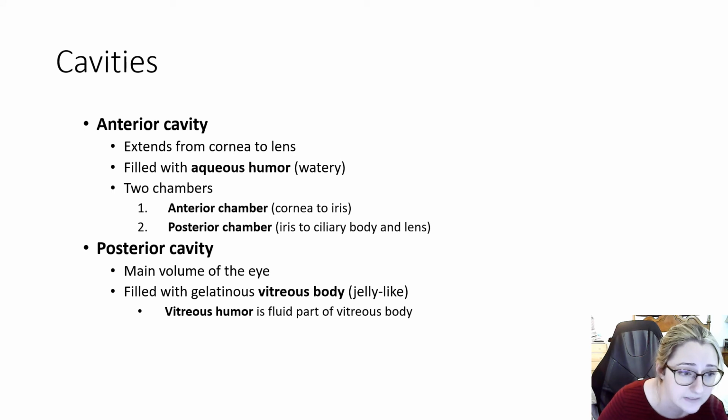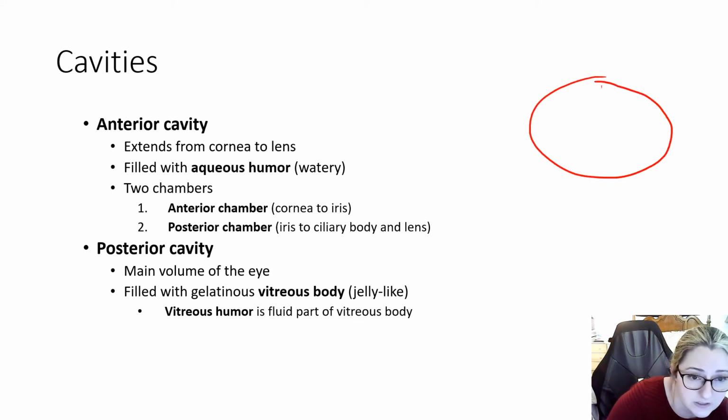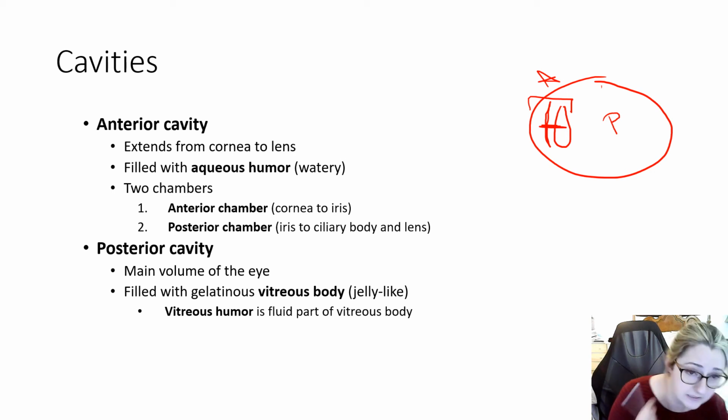There are two cavities for the eye. If this is our eye, and we have our lens right here, and our iris, and our pupil going through there, and I know that's a horrible drawing, but deal with it. Your anterior cavity is from the cornea to the lens. Your posterior cavity is this big portion back here. The big difference between them is the fluid that they contain.